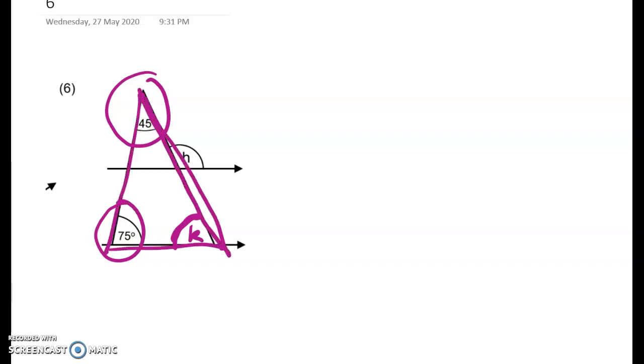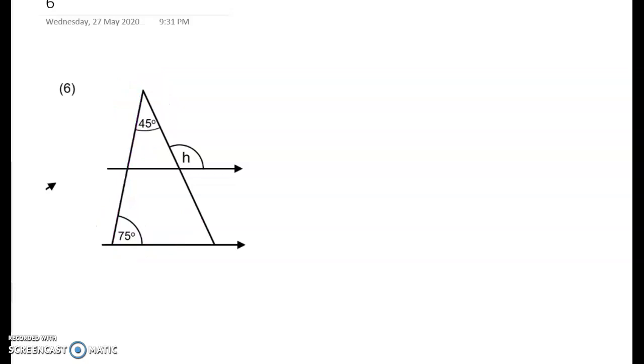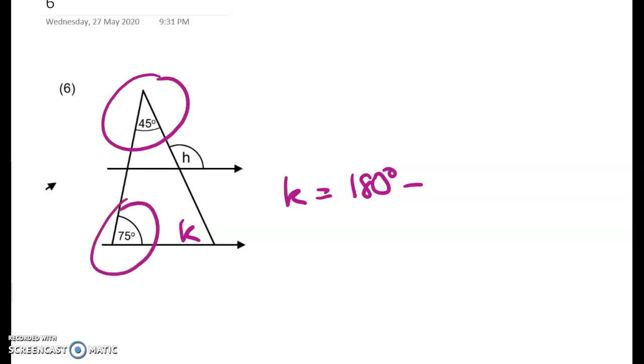Right, so what's K? Well, we're just going to work with this big triangle here. Well, that's very messy. I'm sure Don Steward would not approve of that messy. I'll just clean that up. Right, here we go. So K is equal to 180 take away these two added together, which is 120. So K works out to be 60 degrees.